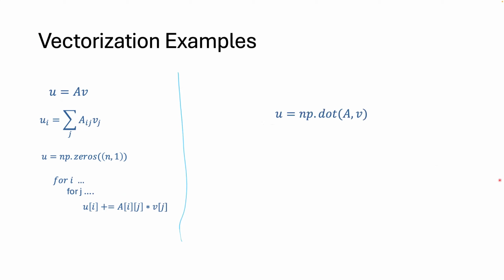And here we use the vectorization. So this is the non-vectorized version, looping over both i and j. The vectorized implementation is just u equals np.dot(A, v). We used this earlier. The dot is just matrix multiplication. The implementation on the right now eliminates two for loops, and it will be way, way faster. Let's go through one more example.